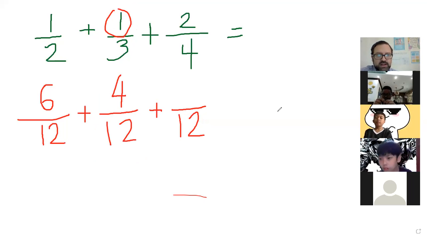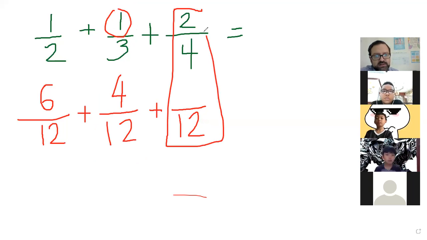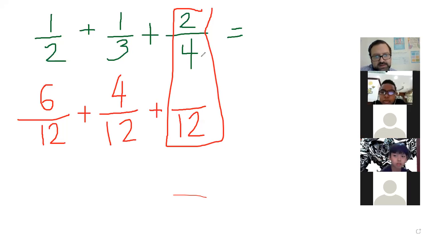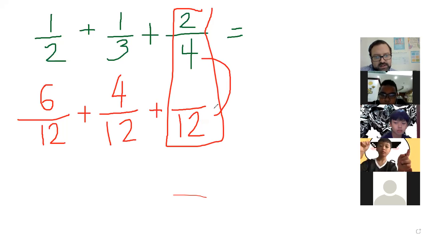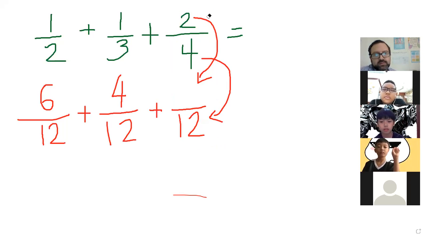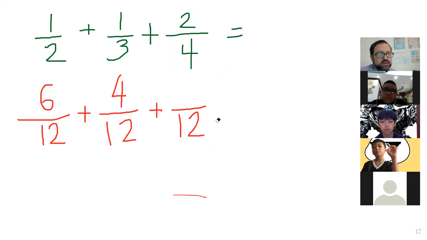All right. And my good friend David, let's do 2/4 into 12. So once again, we are just multiplying the bottom numbers and the top numbers by the same thing here, okay? All right, so 6. David, 4 times what is 12? 3. 3, okay, so we're gonna do the top number by 3 as well. Six.